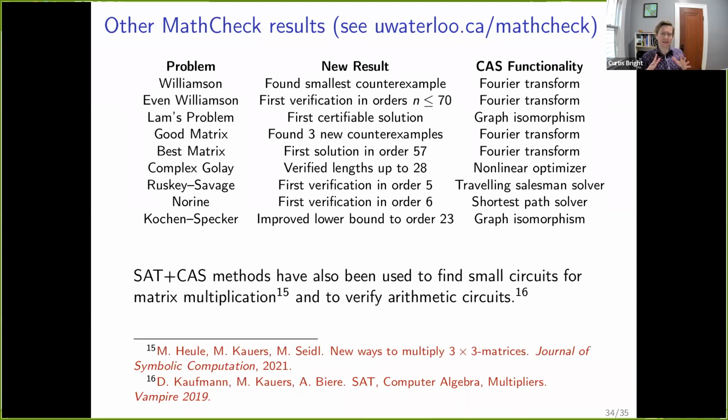Okay, so I don't have time to go over every possible problem that we've solved, but this is just kind of the high-level summary. If you are interested, check out the website. And you can see here, so it's interesting, the different CAS functionalities that you have. A lot of Fourier transforms are useful, graph isomorphism, traveling salesman solving.